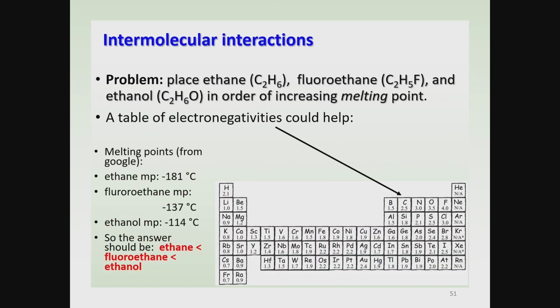This problem reads as follows: we're going to place ethane, whose molecular formula is C2H6, fluoroethane, whose molecular formula is C2H5F, and ethanol, whose molecular formula is C2H6O, in order of increasing melting point. It's possible that this table of electronegativities could help you out. So if I can go ahead and reduce the slide.